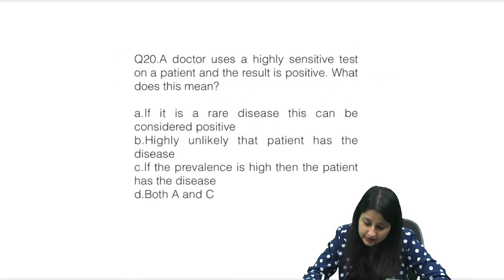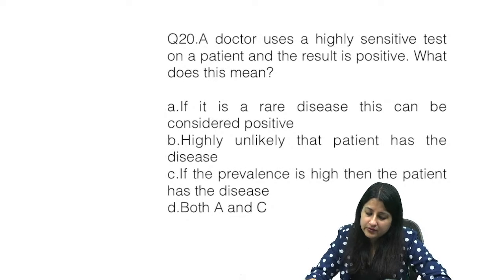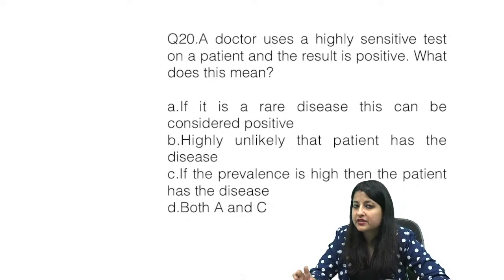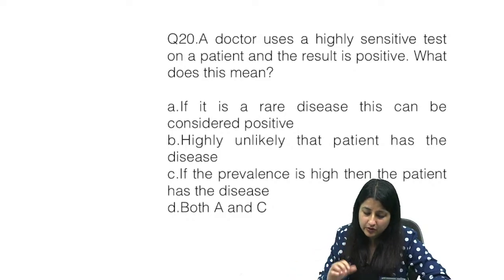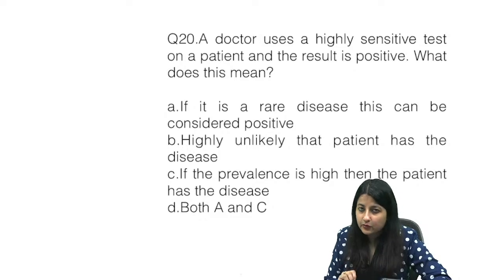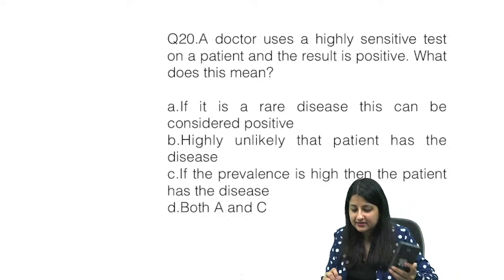You just have to keep giving me the answers. Okay, let's see if you can do this. A doctor uses a highly sensitive test on a patient and the result is positive. Highly sensitive, should be able to filter out more. What does that mean? If it is a rare disease, this can be considered positive. Highly unlikely that patient has the disease. If the prevalence is high, then the patient has the disease. What is your answer?